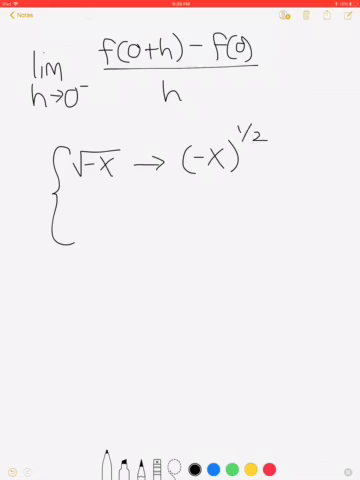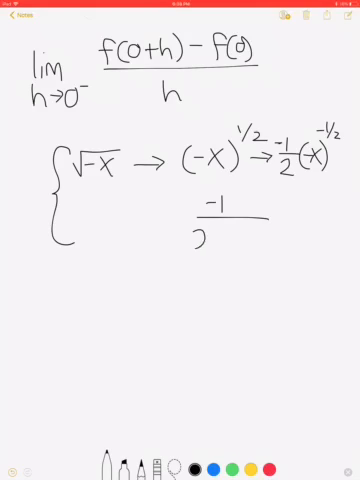Alright, so that can be rewritten as negative x to the 1/2. Right? So the derivative of that is 1/2 negative x to the negative 1/2, power rule, times the derivative of the inside, and the derivative of the inside is negative 1. So I'm just going to make that negative. And I need the derivative at 0.